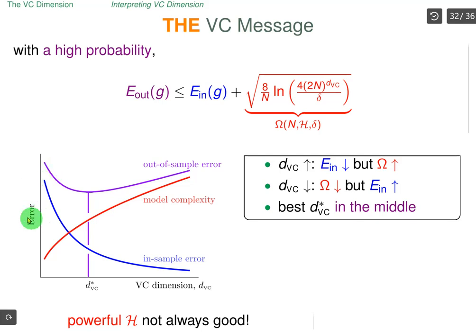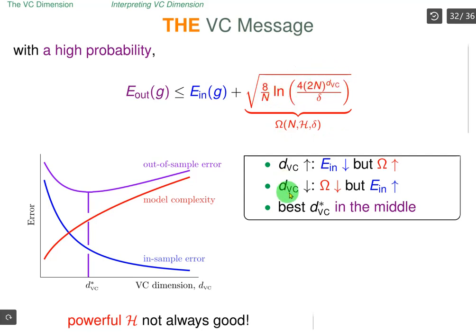However, the error value is too high. So we can conclude that if you increase the VC dimension of the hypothesis, or if you use a hypothesis with a big VC dimension, then in-sample error will be 0. However, out-of-sample error will be big because it is in-sample error plus model complexity. So model complexity will go up because VC is high, right?